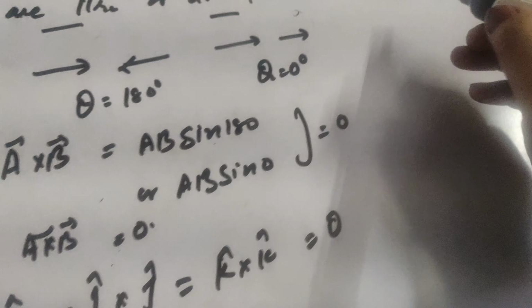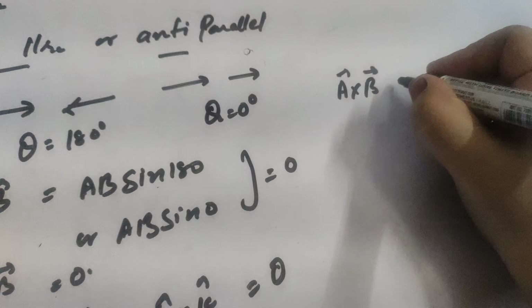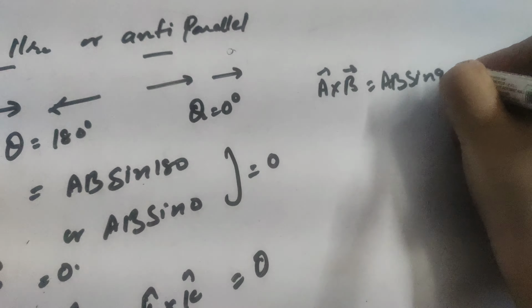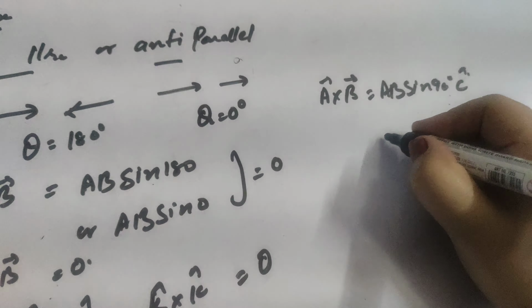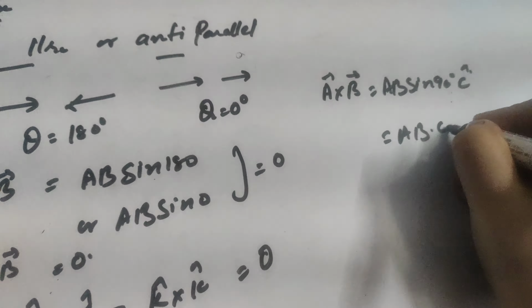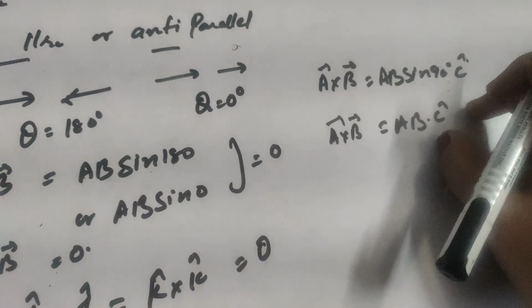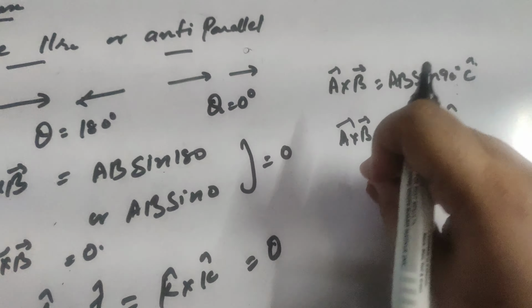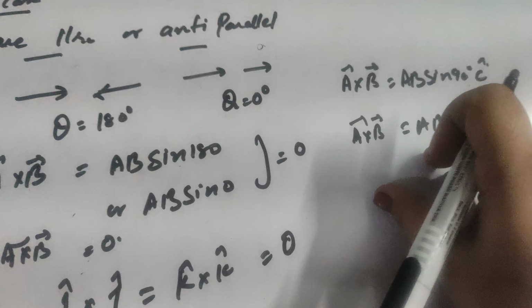Second case, when two vectors A and B are at 90 degrees to each other. In that case AB sine 90 degree C cap, right? In that case this is equal to AB into C cap. Why have I mentioned C cap here? It's because C cap is representing the direction of the resultant vector, of the vector which we obtain after the cross product of two vectors.